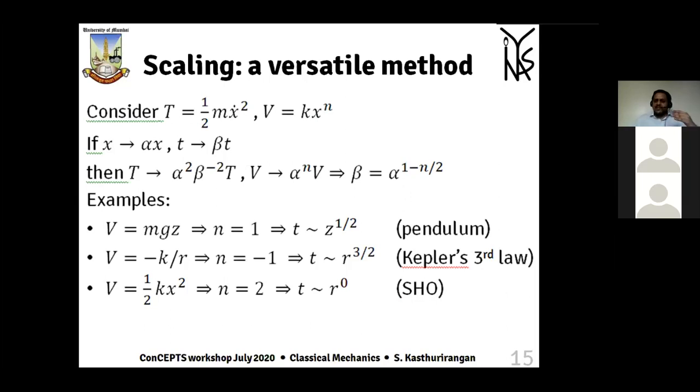So this kind of scaling argument, suppose you are asked a question in some exam that considers a particle moving under a potential a x to the power 4.